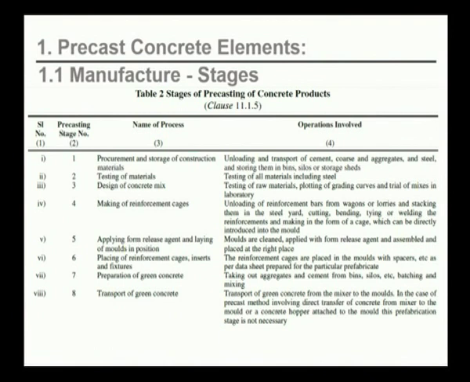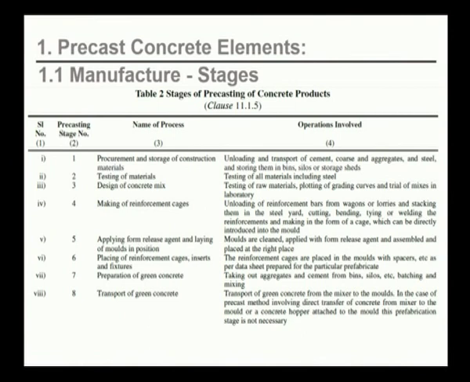Fifth stage is applying form release agent and laying of molds in position. Molds are cleaned, applied with form release agent, assembled and placed at the right place. Sixth stage is placing of reinforcement cages, inserts and fixtures. The reinforcement cages are placed in the molds with spacers, etc., as per the data sheet prepared for the particular prefabricate.